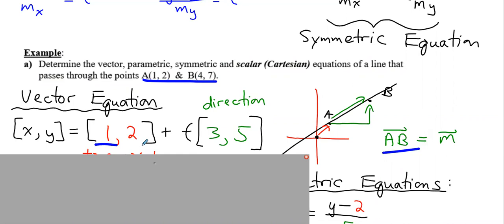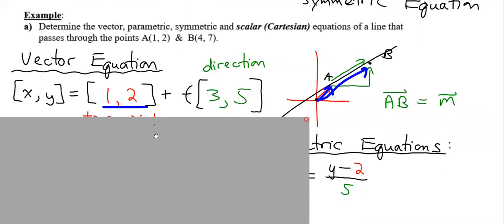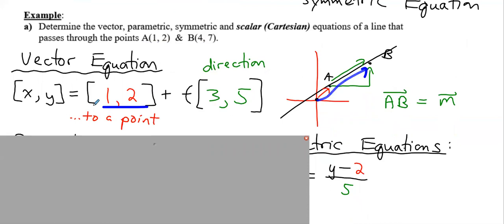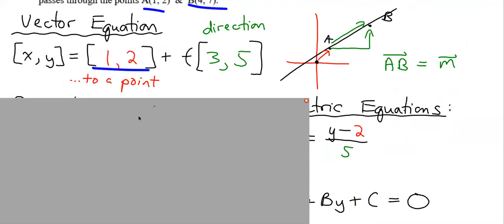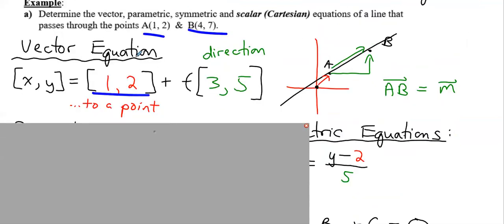And then we need a position vector to any point on that line. So that would be either that one there or that one there. Doesn't really matter which one. That's the interesting thing with vector equations in component form, is that this point here could have been the 1, 2, but it could also be a 4, 7. So that's a little unique when it comes to vector equations in component form. So that's your vector equation.